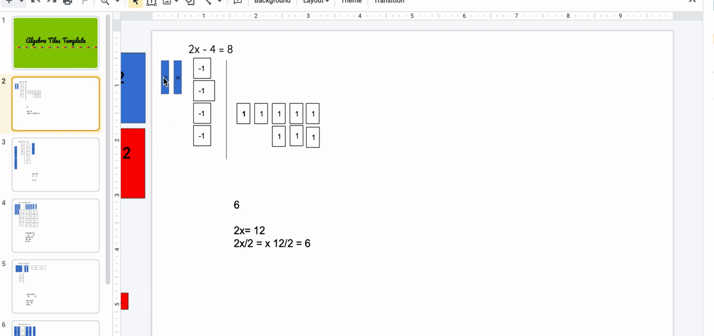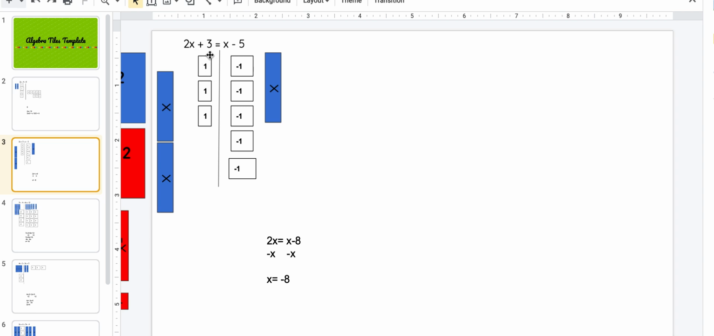So next, we would just have 2 x's left and 12 on this side. And then we would divide by 2 on both sides. That would get 1x by itself. Sorry, 2x equals 12, and then both divided by 2, x would equal 6. So 6 is the answer for that one.